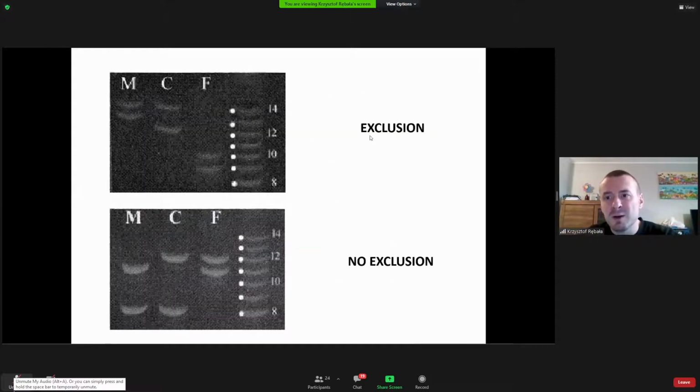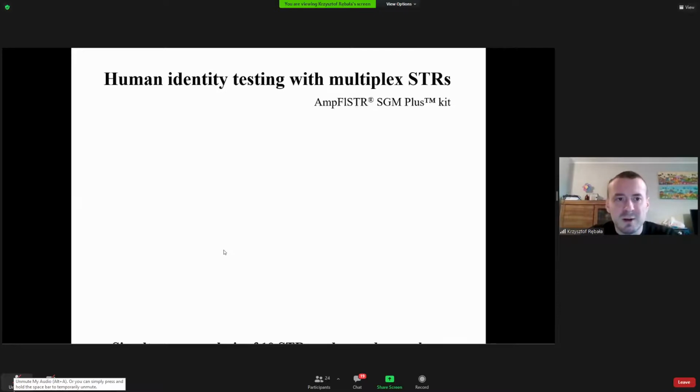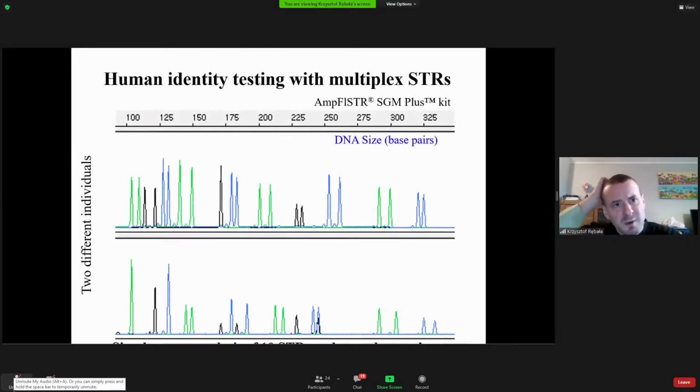And here are results for STR markers. For an STR marker, this is an allelic ladder. The alleles are separated by gel electrophoresis. So this is the same situation. This band in the child is paternal and is not found in the putative father. And an example of lack of exclusion: this band is paternal in the child and is found also in the putative father.